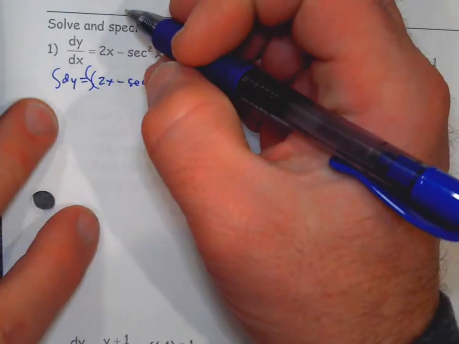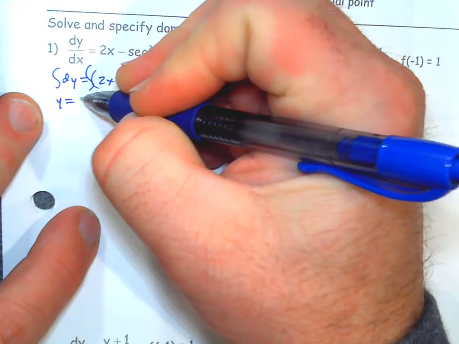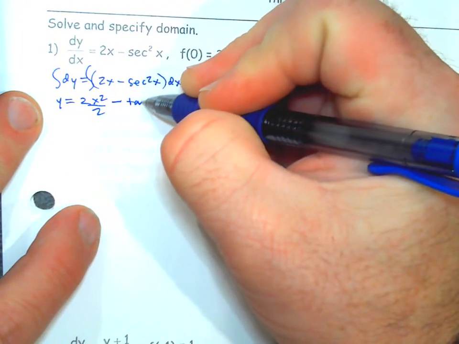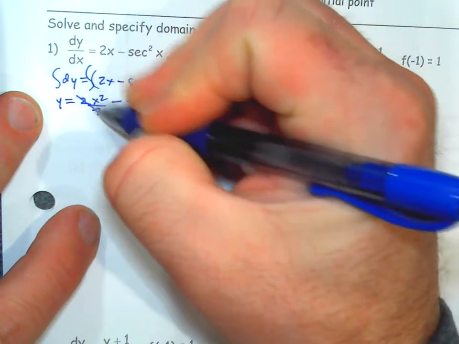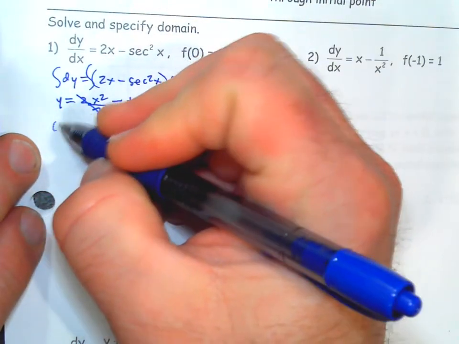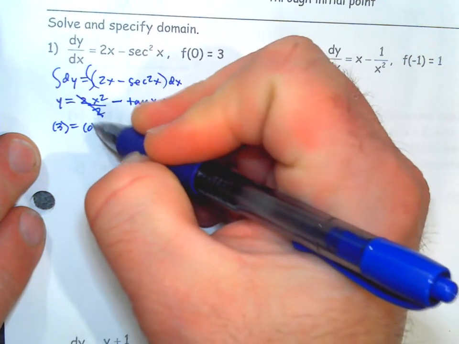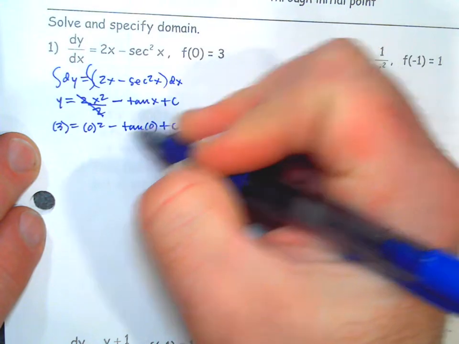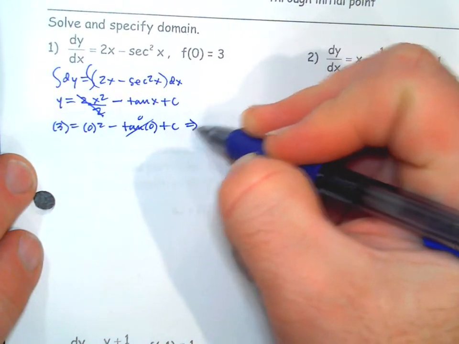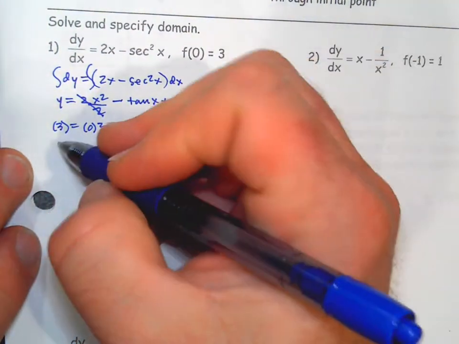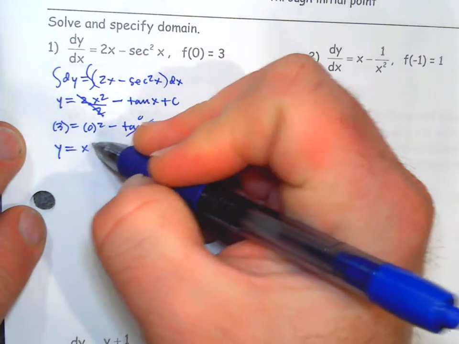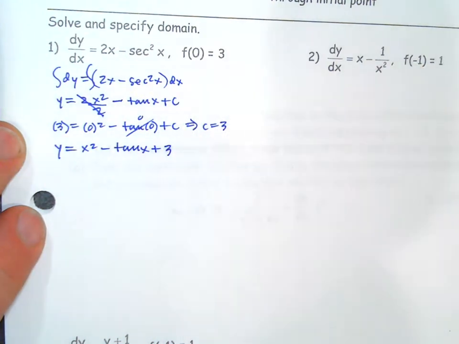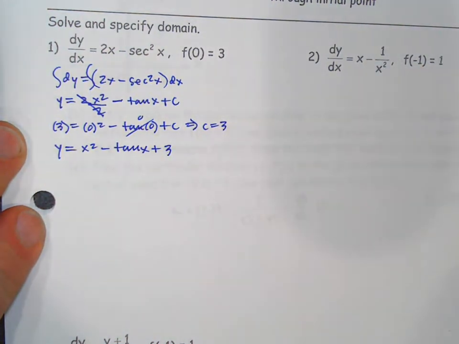So integrate both sides. Y equals 2x squared over 2. The antiderivative of secant squared is tangent, plus c. Use the initial condition. Tangent of 0 is 0, so c equals 3. Rewrite it: y equals x squared minus tangent x plus 3. So that part is pretty easy. Now the domain.